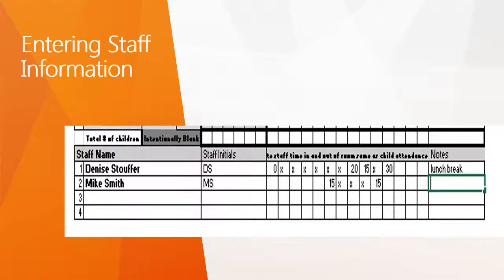Here's an example of Denise. Denise entered her classroom at 6 o'clock, therefore 0 is written in the 6 o'clock box. She stayed with her class until 1:20, therefore 20 is written in the 1 o'clock box. She returned to her class at 2:15, therefore 15 is written in the 2 o'clock box, and then left her class at 4:30, therefore 30 is written in the 4 o'clock box. In the notes section, it indicates that Denise took a lunch break from 1:20 until 2:15.